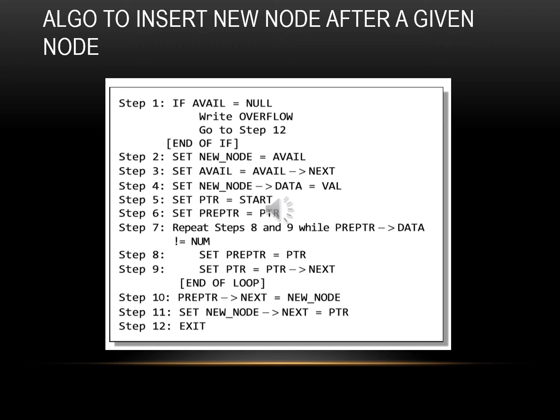Means suppose we want to insert after 3. So that pointer should move until it reaches that value 3. It should reach that particular node which contains the value 3. Set pre-pointer equal to pointer and pointer equal to pointer next. This is just for moving pointer and pre-pointer. And when the loop ends and we are going to set that new node between the 2 nodes, then pre-pointer next part will contain new node and the new node next part will contain pointer.